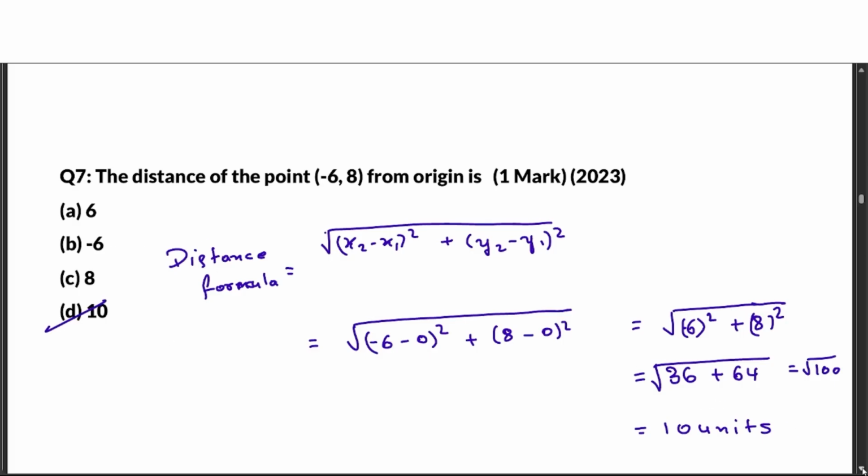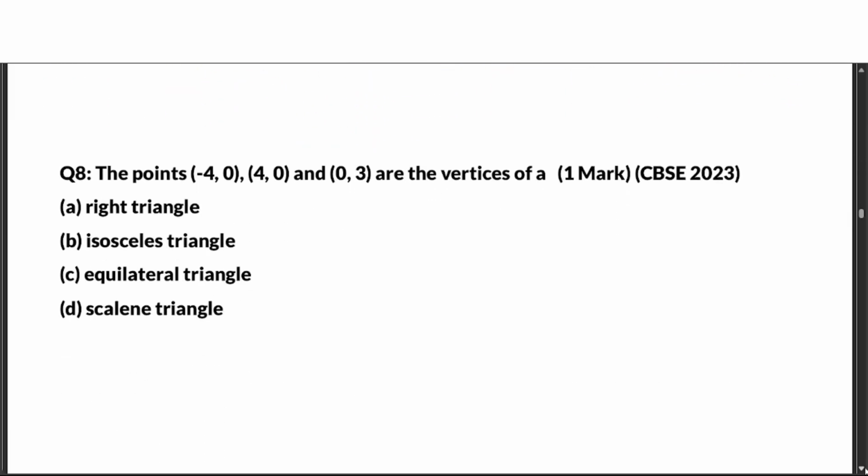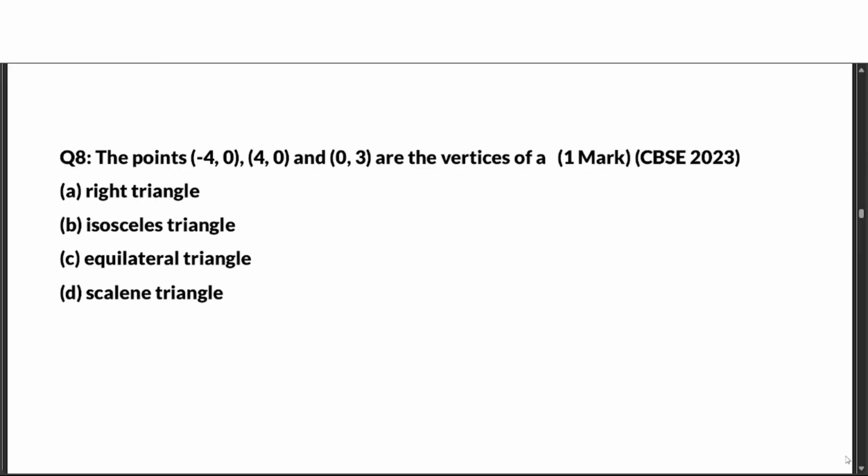Hope you understand. Now coming to the next question, again of 2023. This type of question we have seen in the coordinates chapter. It is saying the points (-4, 0), (4, 0) and (0, 3) are the vertices of a triangle. We have to check whether it is an equilateral triangle, a scalene triangle, an isosceles triangle or a right angle triangle. So let A coordinate be given as (-4, 0).